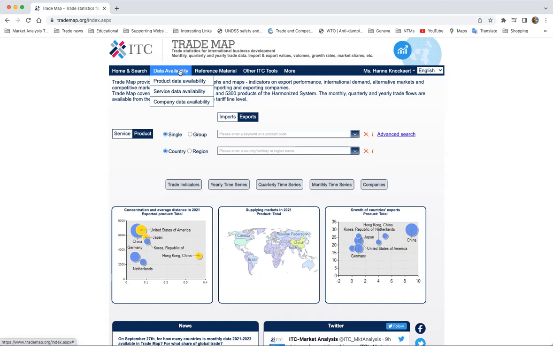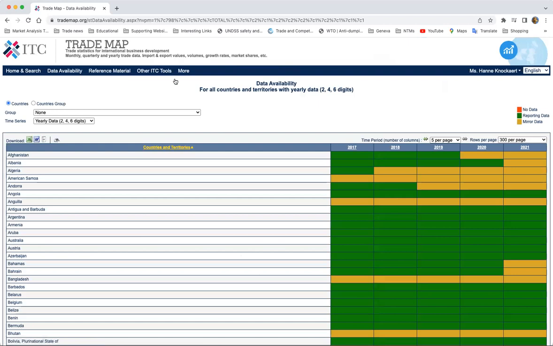I'll go quickly over the tabs so you understand a little bit where to find extra information if you have questions. The product data availability page here at the top is quite an important one, because let me show you why. It shows you which countries report their data directly and which countries do not. Which years did they report, because some years they might report, some years they might not report. And you find this list that you can see now here on my screen.